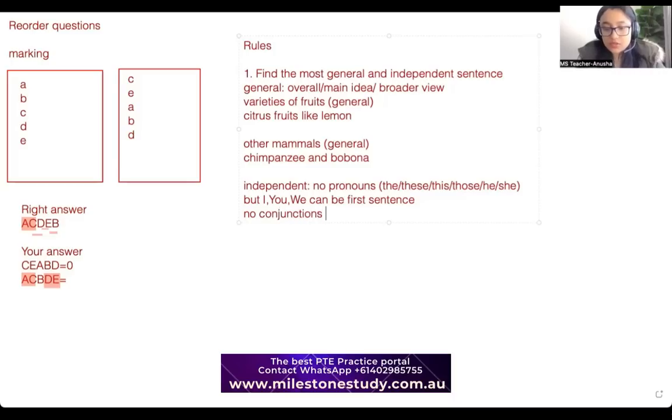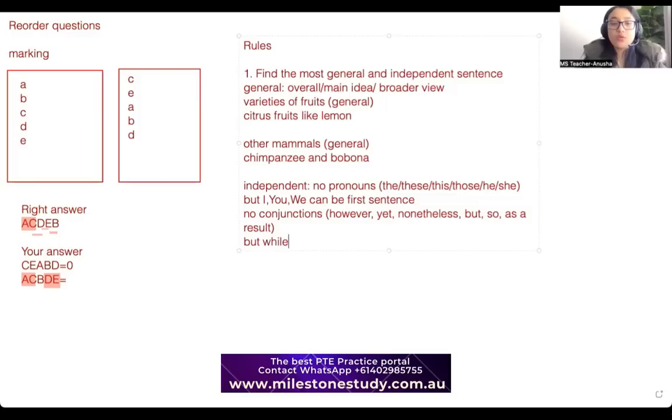No conjunctions. So conjunctions like however, yet, nonetheless, but, or any other same idea conjunctions like so, you cannot start with. You cannot start with so or as a result. Okay, these are normal rules.